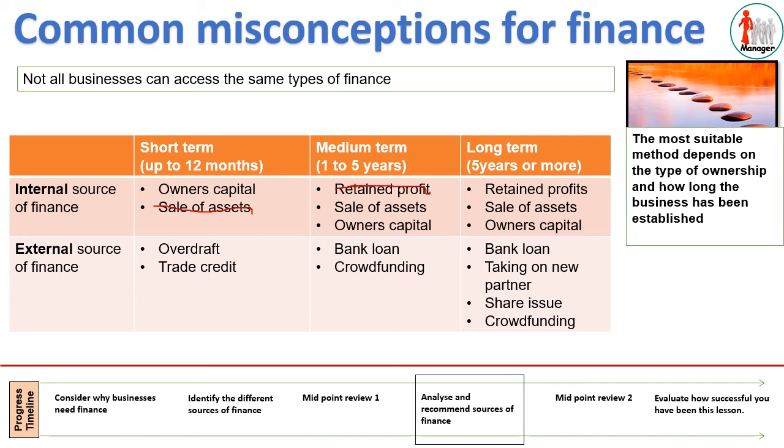If I am a smaller company and I have unlimited liability, then a bank loan is very difficult for me, because I have nothing up as collateral that the bank can go back to. They'll take everything away from me, remember, if I can't pay that back. So the common misconception is that it really depends on the type of ownership and how long the business has been established. Do remember that, because it is quite important.